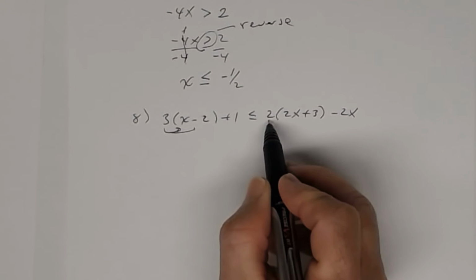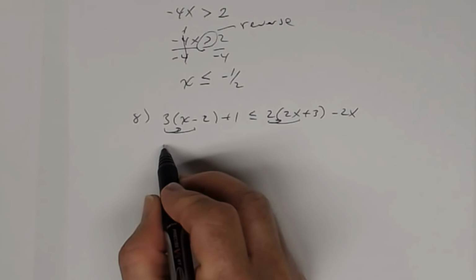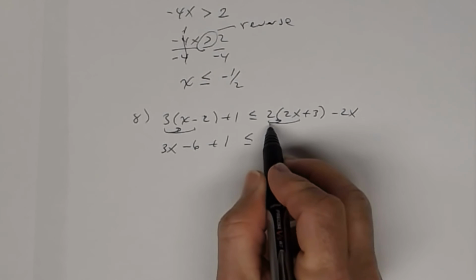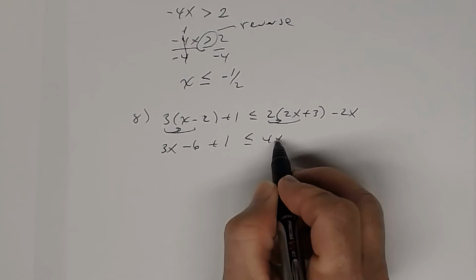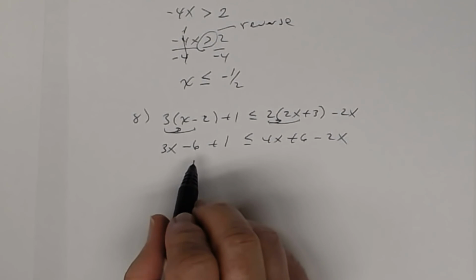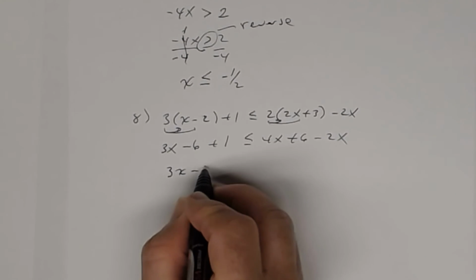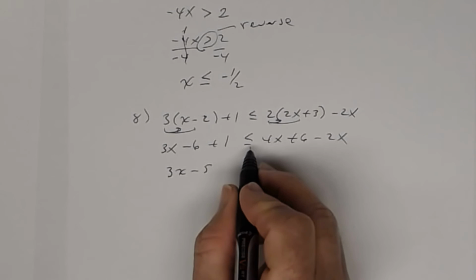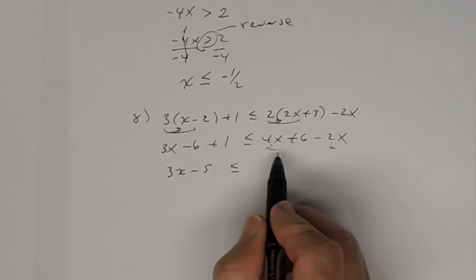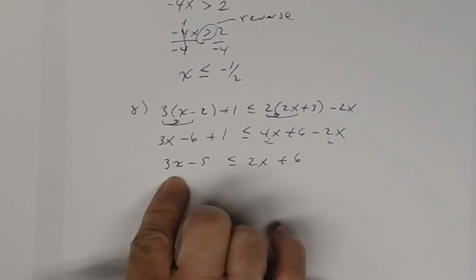So I'm going to use the distributive property twice. So everything in here multiplied by 3. So 3 times x is 3x. 3 times a negative 2 is a negative 6, plus 1 is less than or equal to, and they're distributed here. 2 times 2x is 4x. 2 times 3 is 6 minus 2x. Let's combine like terms. A negative 6 and a positive 1 is a negative 5. So this becomes 3x minus 5. That's what this is. Less than or equal to 4x and a negative 2x. Those I can combine here. 4x minus 2x is 2x, and then plus 6.